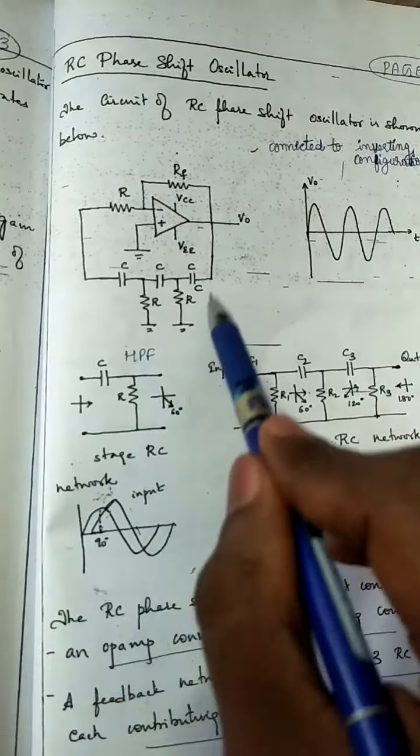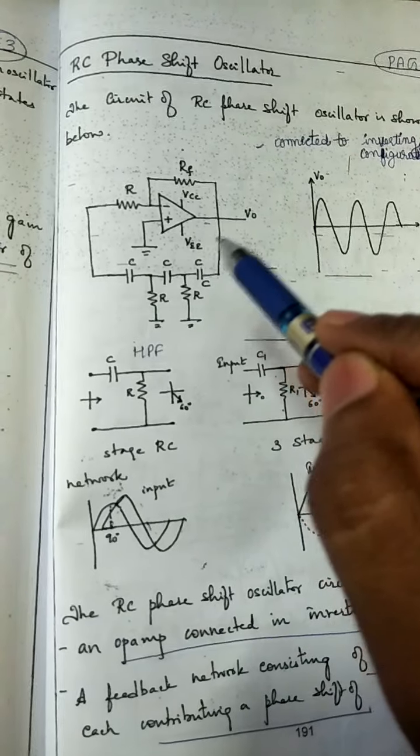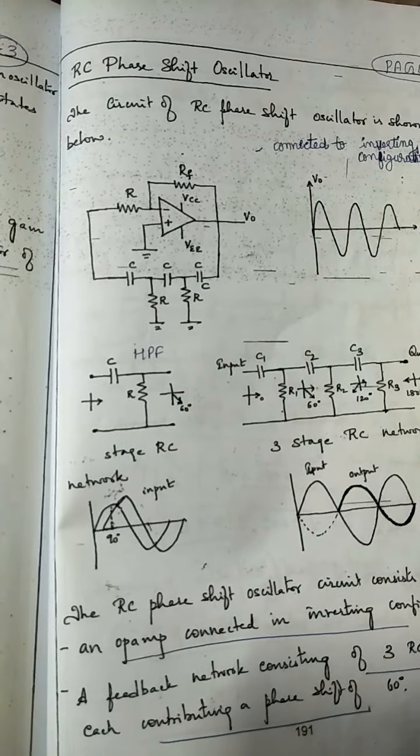One thing keep in your mind: here I am not feeding any input. Using this DC energy, VCC and VEE, the oscillations are generated.